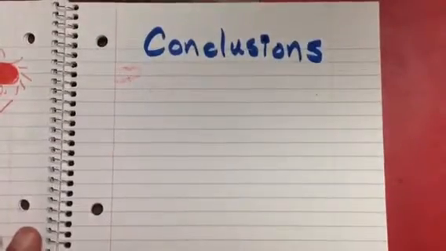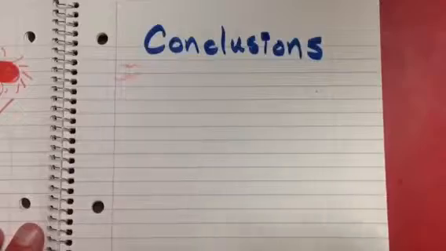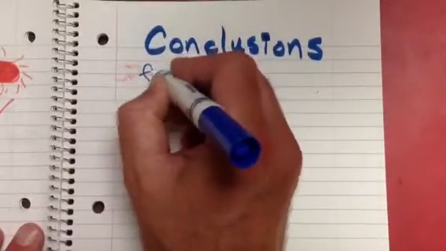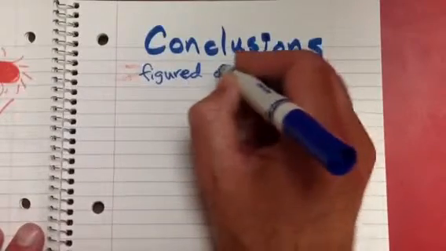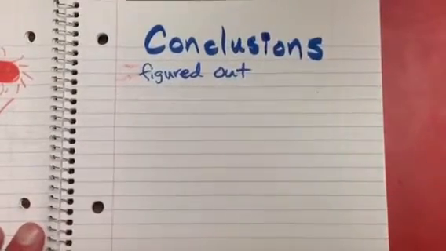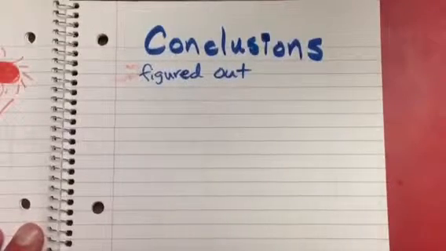Conclusions. At the end of labs, we've been writing conclusions. Conclusions are what you figure out, something you now know, based on the lab that you have gone through. You've planned the lab, you've done the lab, carried out the lab, organized the data, analyzed the data, and now we need to come up with a conclusion.